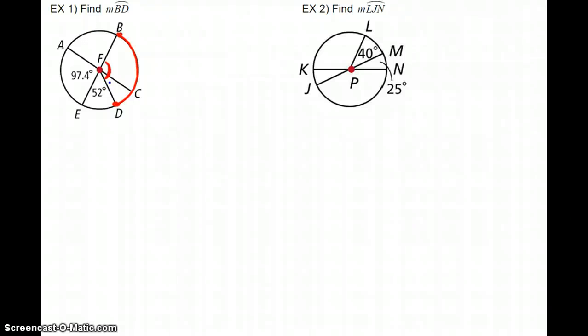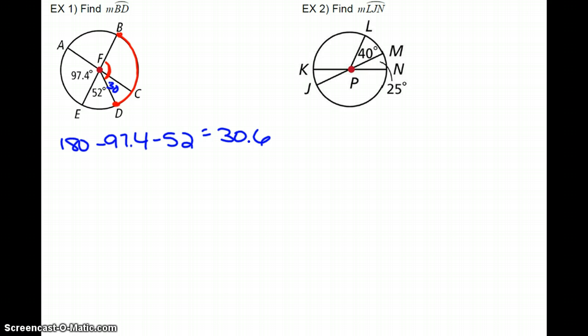Well, if that arc is 180, to find that measure, I'm going to take 180 minus 97.4 minus 52, and all we're left with is 30.6. That means this angle here is 30.6 degrees. In the same fashion, we're going to go ahead and find this other missing piece. Well, this comes from the semicircle BE, and same thing, it's got to equal 180 degrees. So I'm going to go ahead and subtract those 2 angles, 50 and 30.6, and all we're left with is 97.4.